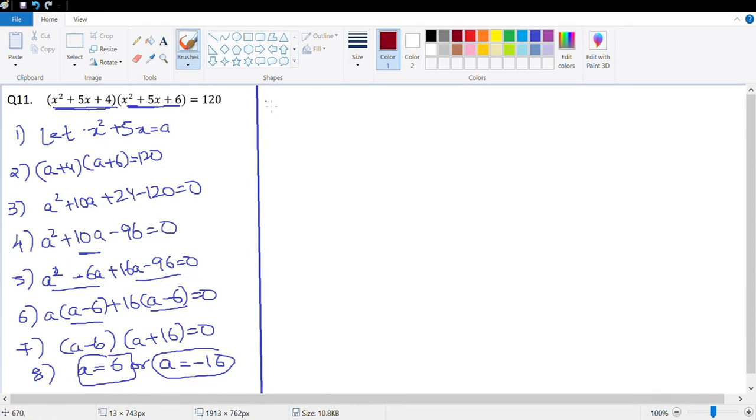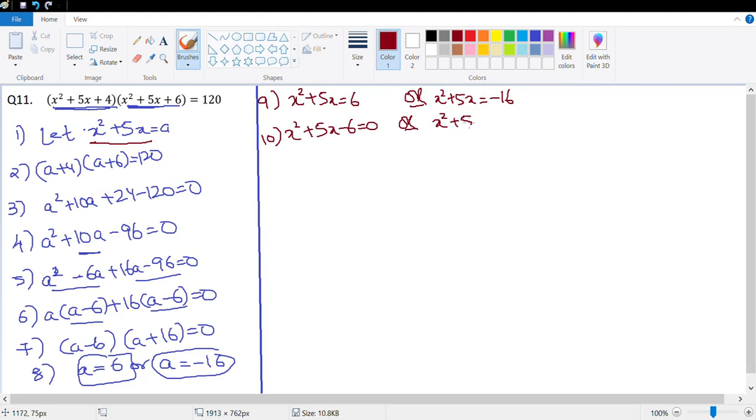So this is x squared plus 5x is equal to 6, or x squared plus 5x is equal to negative 16. Let's bring everything on one side. So x squared plus 5x minus 6 is equal to 0, or x squared plus 5x plus 16 is equal to 0. Now I need to find factors of negative 6, the sum of which is 5. So that will be 6 into negative 1. Yes, that's correct. So this is factorizable.